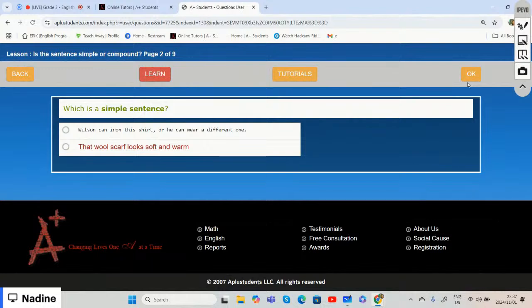All right, we need to say which is a simple sentence. Remember, we said a simple sentence only has one subject and it has one predicate. Option one says Wilson can iron this shirt or he can wear a different one. Or is it option two? That wool scarf looks soft and warm. We need to say which one is our simple sentence. Option one or option two.